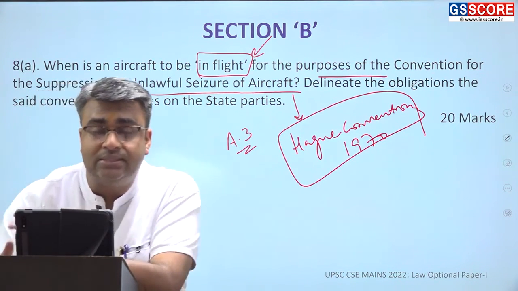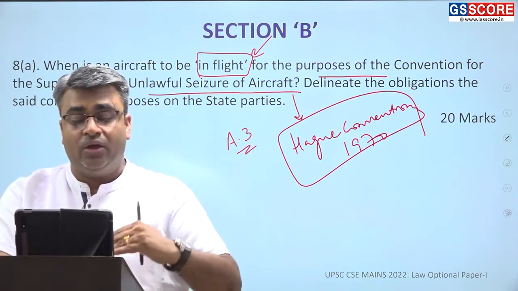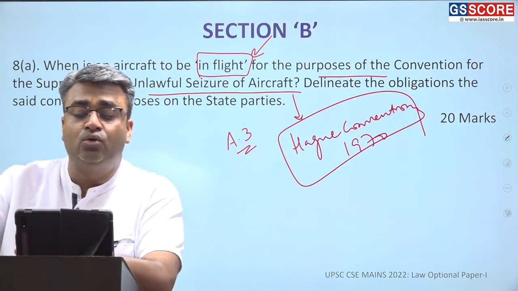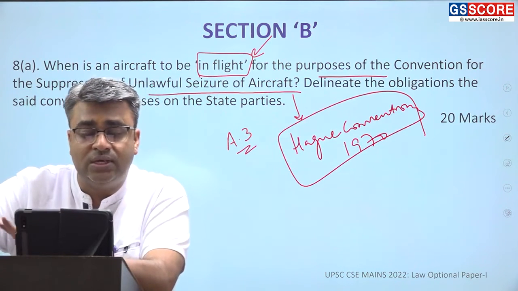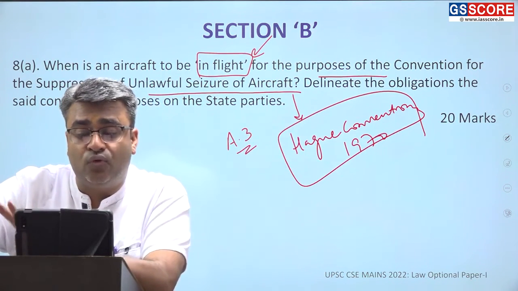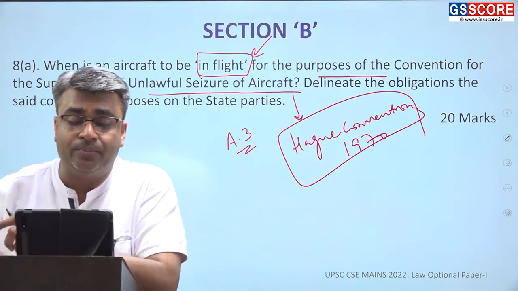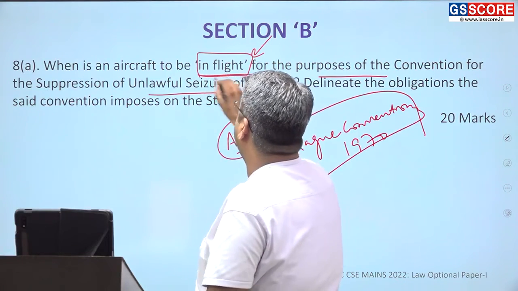So it simply says what is the meaning of this in flight. Further, it says the convention is not applicable to the aircraft used in military, customs or police services. But for the sake of your purpose, you have to just focus upon the in flight, only Article 3 Clause 1. This is more than sufficient for you to mention the meaning of this in flight.